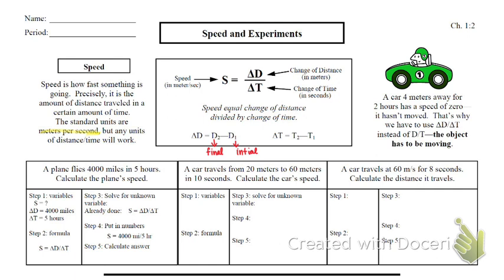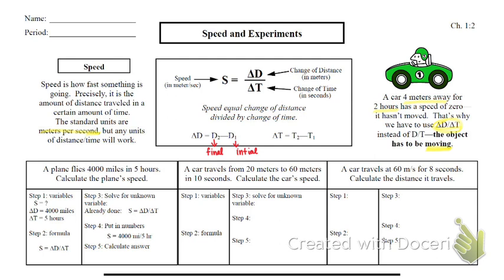What else did I put up? This little picture says a car 4 meters away for 2 hours has a speed of 0 because it hasn't moved. So we're talking about change in time and distance. So if you're not moving, you don't have a speed. You have to be moving for this to work. So let's go through a few of these.